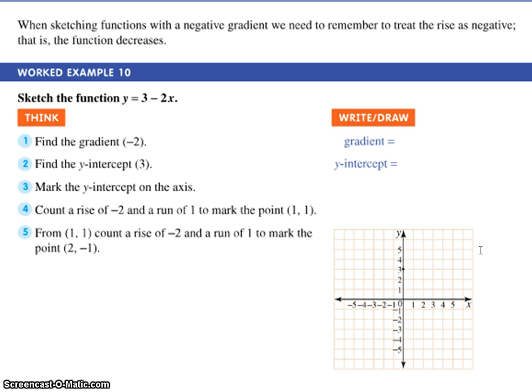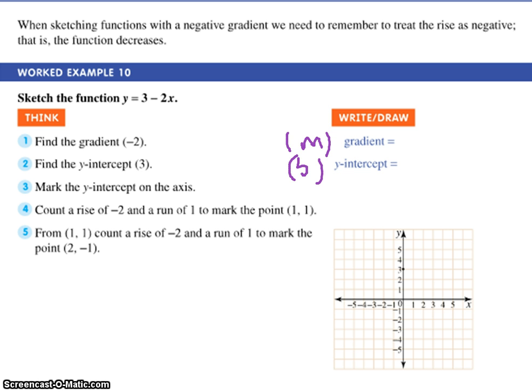All right, first thing to do in this one, sketch the function y equals 3 minus 2x. First thing to do is write down what the gradient is. Now they've written gradient here on the example. I'm just going to put m next to it so you remember that the gradient is actually denoted by the letter m and the y-intercept is b. All right, so what's the gradient in this particular one?